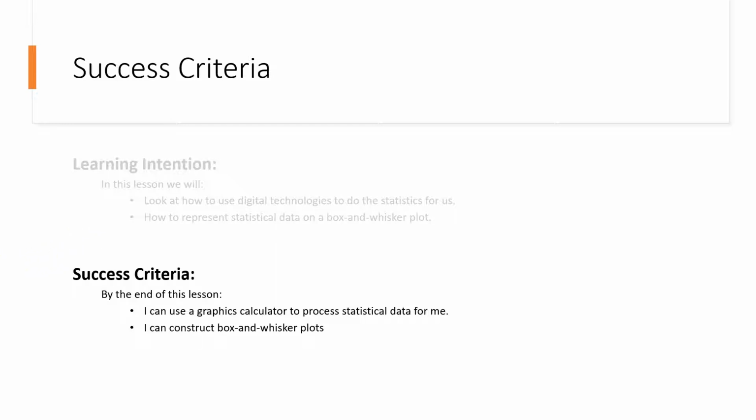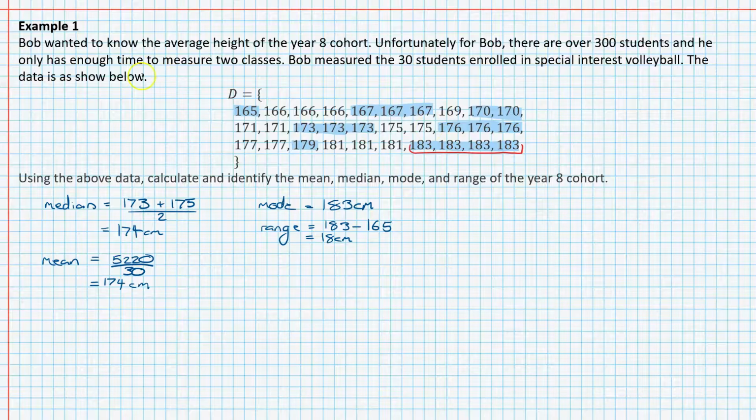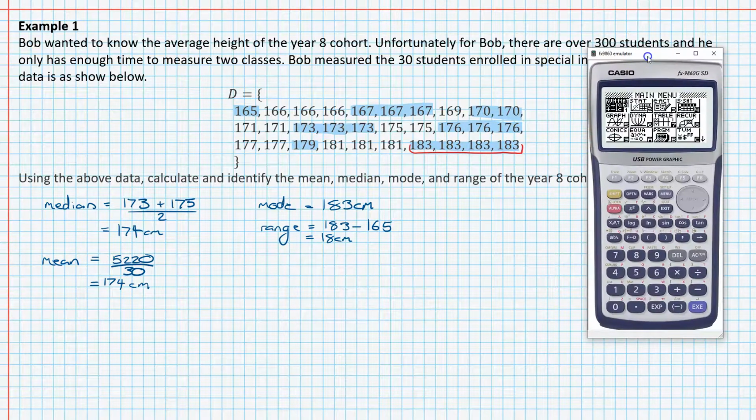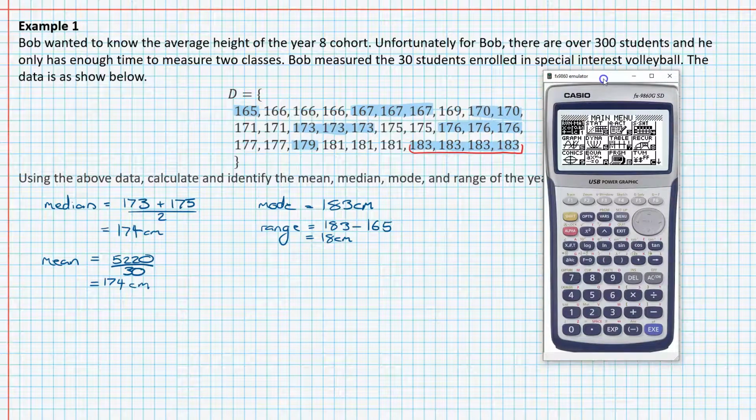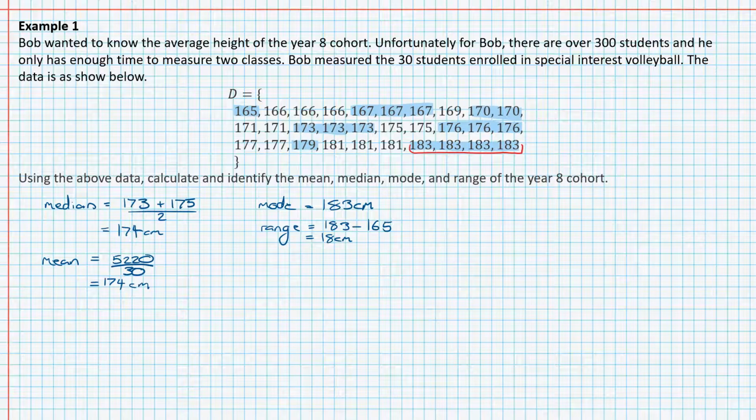Now consider in the previous lesson, we had a look at this data over here. So we had a look at calculating the statistical information from the raw data pertaining around the heights of 30 Year 8 students. Now, I'm going to show you in the first part of the lesson, not how to do this by hand, but rather how to do this on a graphics calculator. So these are tools that become invaluable in the latter years of your high school life.